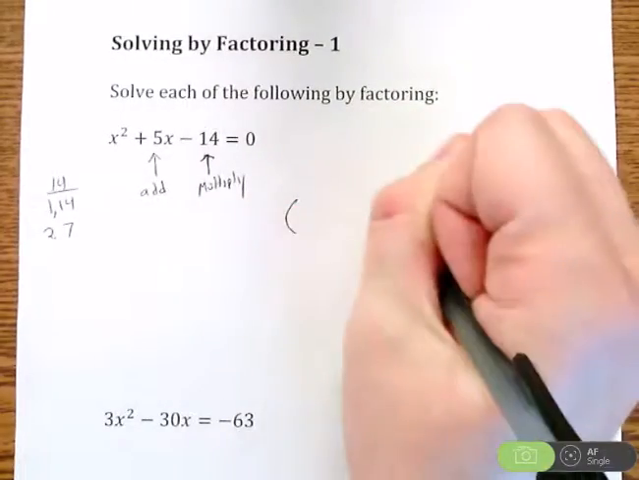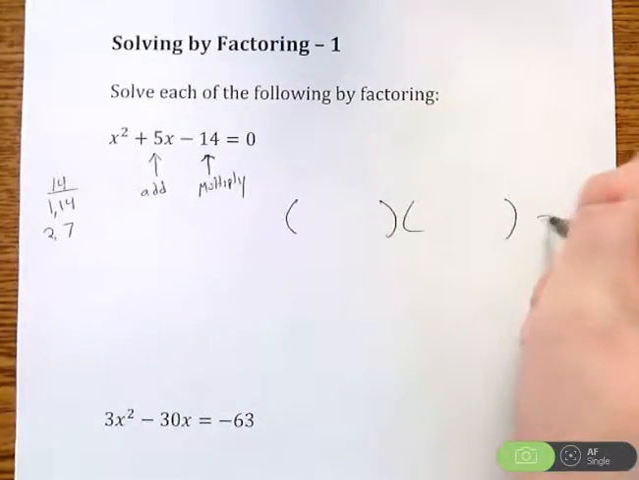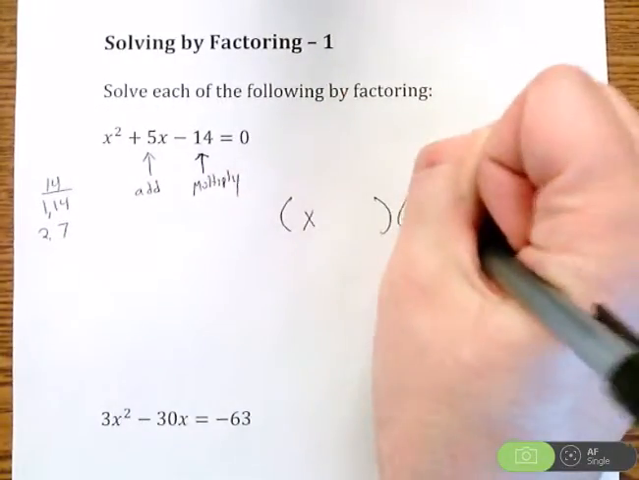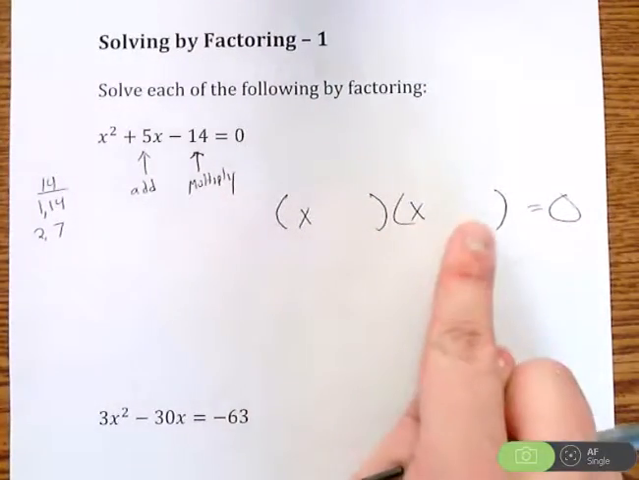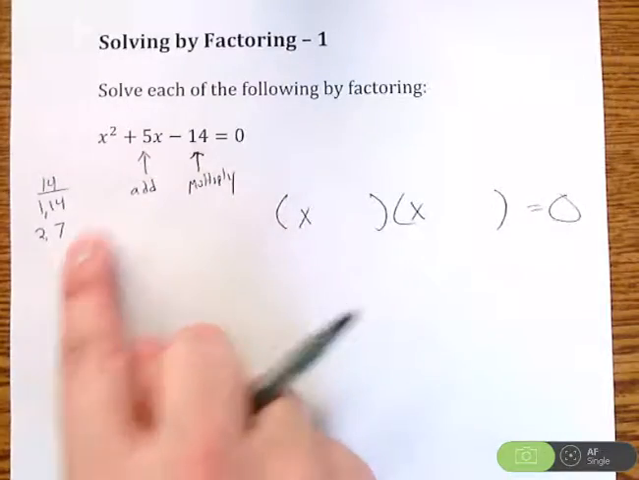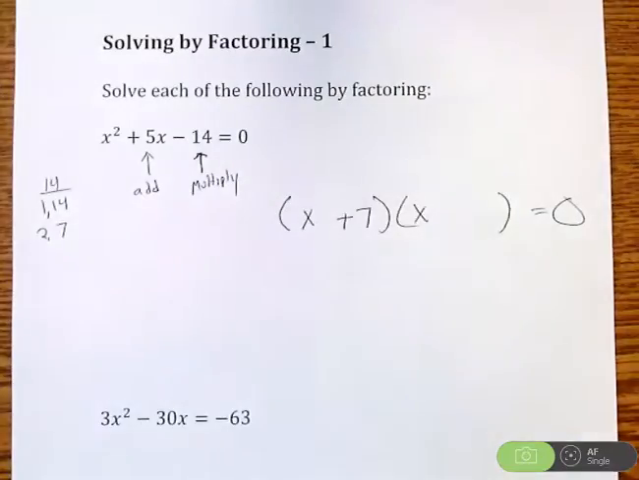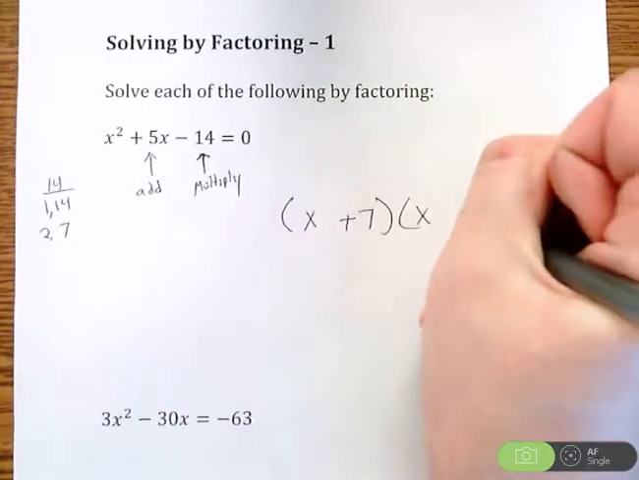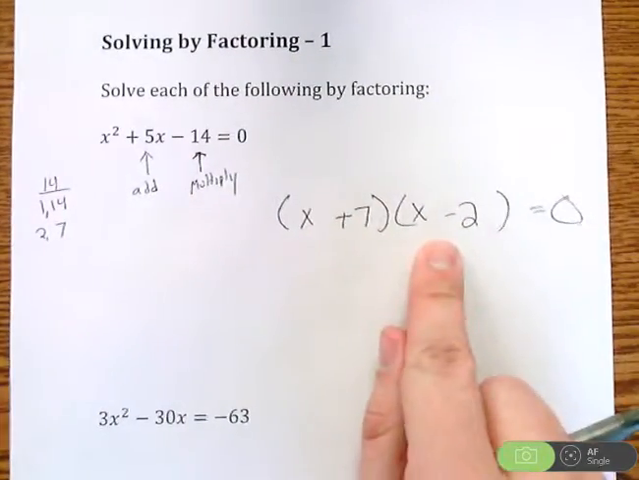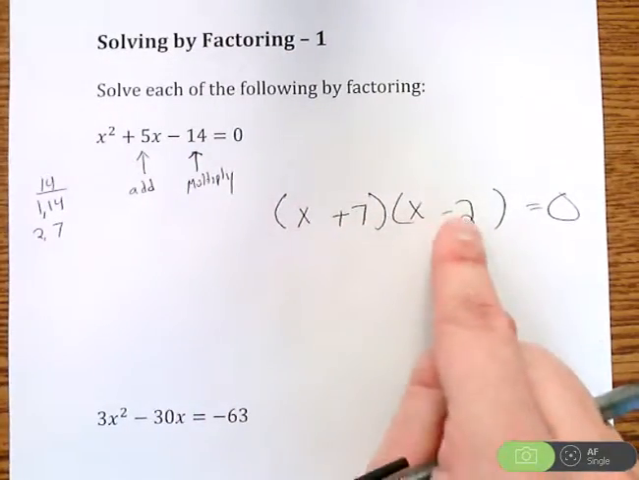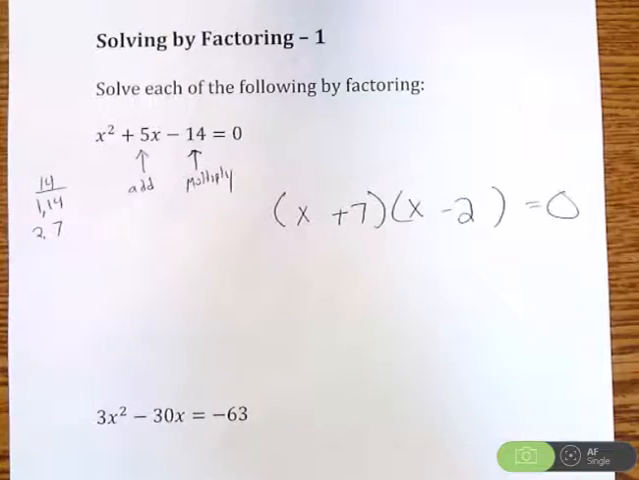And how we write our factors again is I'm going to have two sets. We're still equal to 0. I'm going to have x and x leading off, and I'm going to put my numbers right there. So I'm thinking 2 and 7. To get 5, I'm going to need a positive 7, so I'm going to put a plus 7, and a negative 2, which would be minus 2, because 7 times negative 2 is negative 14. 7 minus 2 is 5, so it works out.